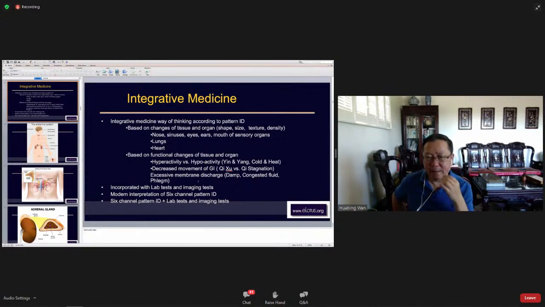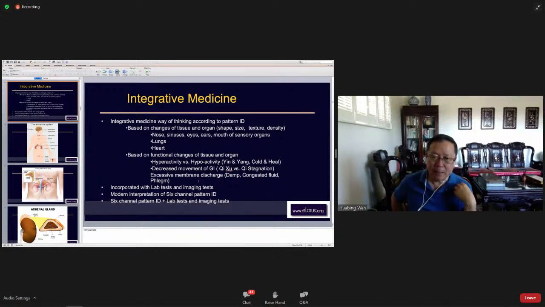And also there's another, modern interpretation of the six channel pattern. For example, exterior, what is exterior? How deep can it go? Just the skin layer, or is the subcutaneous region also included, or the superficial layer of the muscle layer? And what is the interior, right? Interior is easy too. And what is the Shaoyang? Shaoyang is the lymph system. Shaoyang is the fascia system and the connective tissue. So those are more like the modern interpretation of Taiyang and Shaoyang.